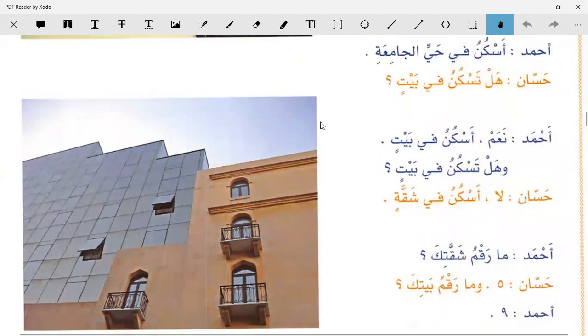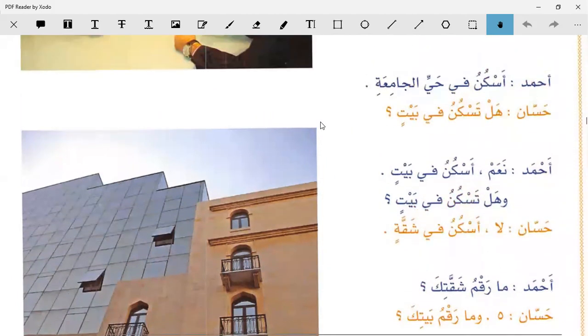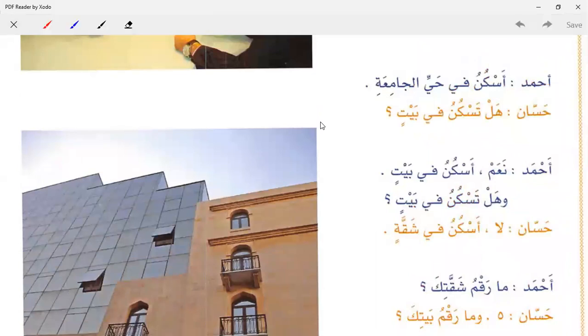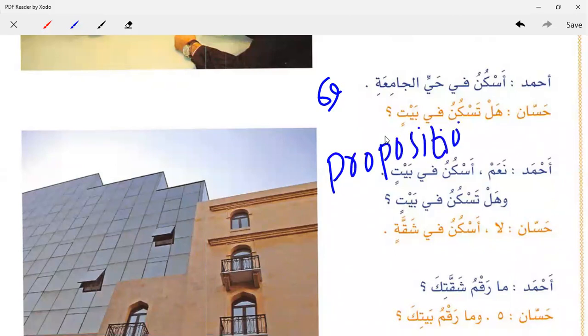So first you also learned that at the end of every noun, every ism, we use tanween to dhamma. But here you will learn that whenever we have harf jar, preposition, before any word, we use kasra at the end of that word. So here we see kasra with bayt, shakka. The reason is that they are followed by a preposition fi. La askunu fi shakka, no, I live in an apartment.